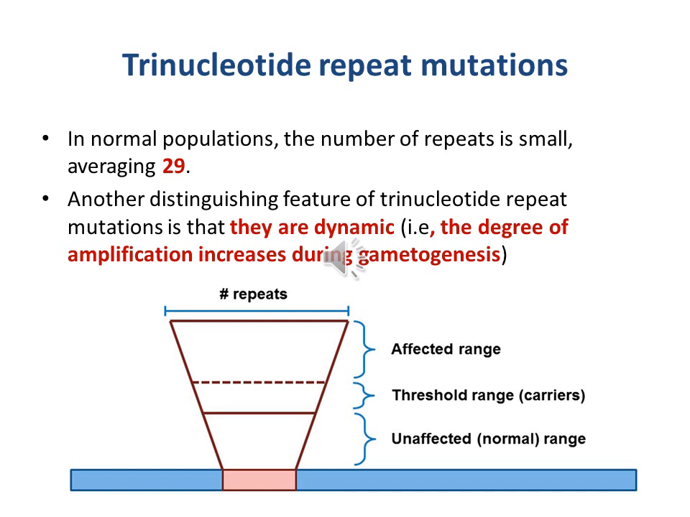Look at this picture. You can see a reverse triangle, which the tip is toward the normal range of trinucleotide and the base reflects the mutation range, which is increased during gametogenesis.